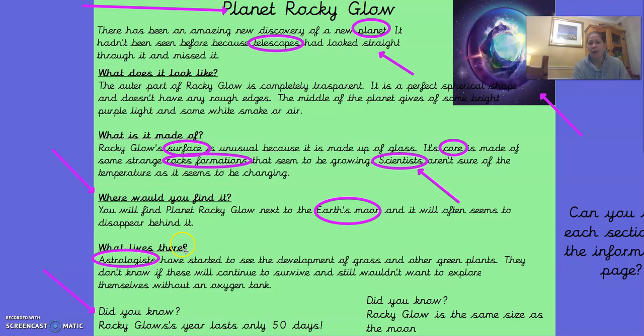Who lives there? Which is on our fact file as well. Astrologists have started to see the development of grass and other green plants. They don't know if these will continue to survive and still wouldn't want to explore themselves without an oxygen tank. And then here we go, we've got our two interesting facts. Did you know Rocky Glow's year lasts only 50 days? And the second one, did you know Rocky Glow is the same size as the moon?